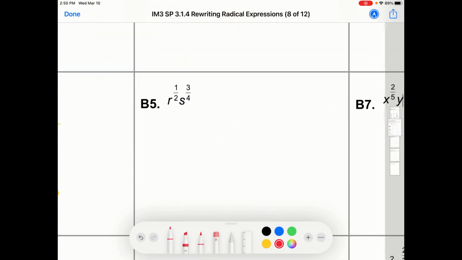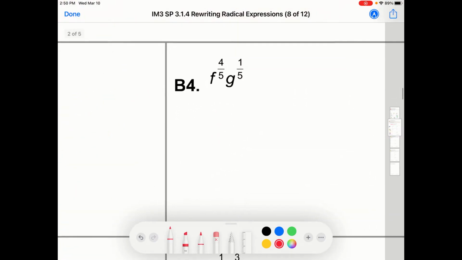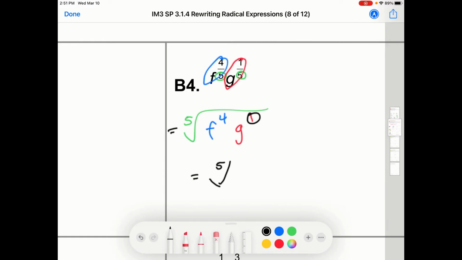Let's go to B4. Okay. Super nice. They all have a denominator of 5, so that becomes my root, or my index. This is going to be f to the 4th power, and I have here g to the 1 power. And again, you don't have to write that one. So your answer is going to be the 5th root of f to the 4th times g.